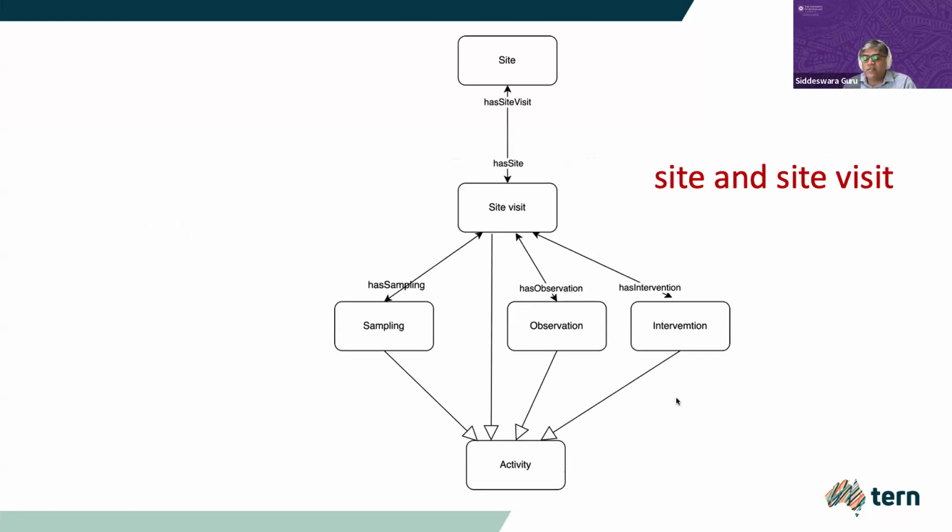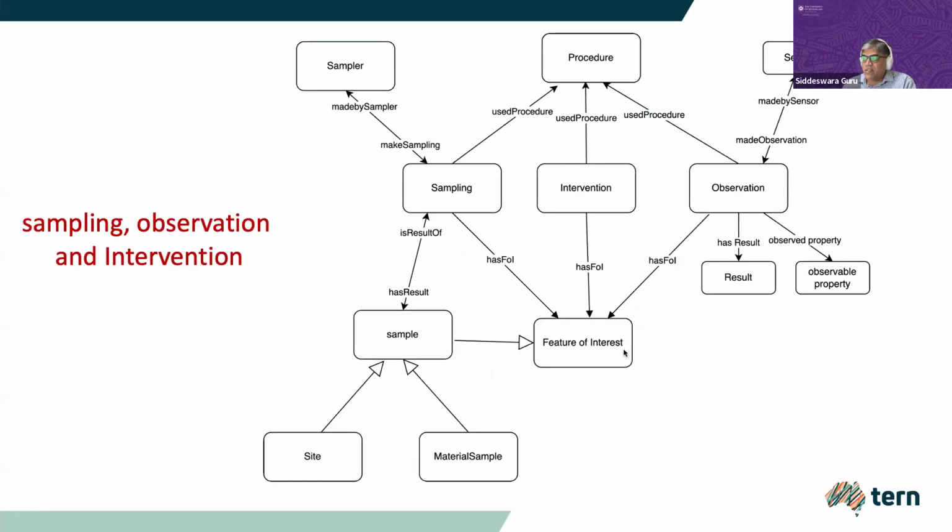For any systematic survey, there's a site, and as part of the site visit, a number of activities happen. The activity can be a measurement or an observation, or doing some sampling, or as part of an intervention, doing some intervention and then the observation. An intervention can be something like bushfire mitigation, a burning, or culling invasive species, etc.